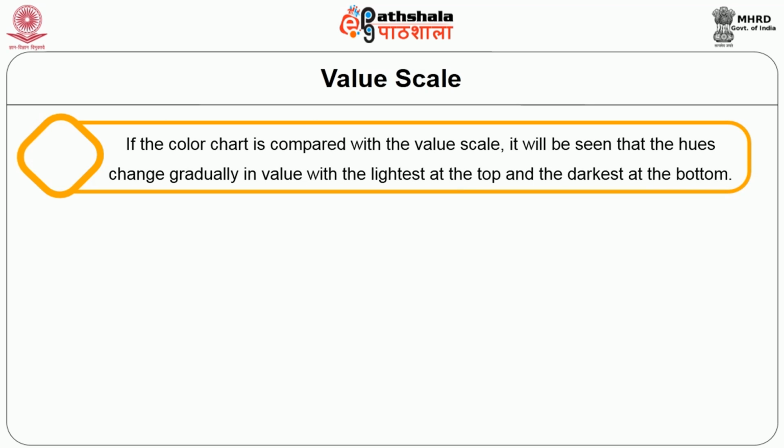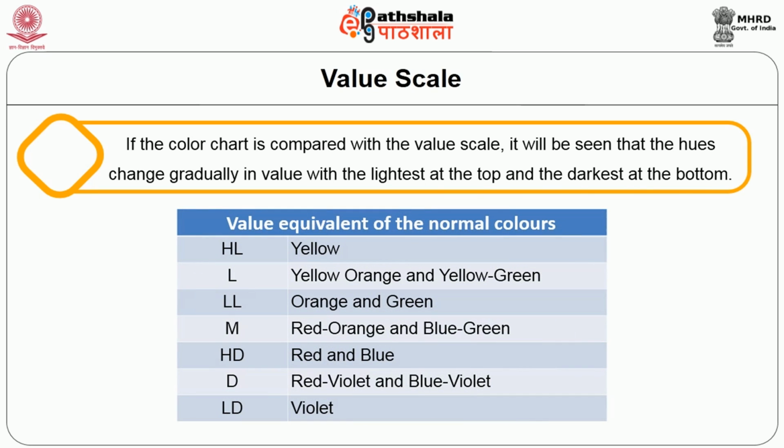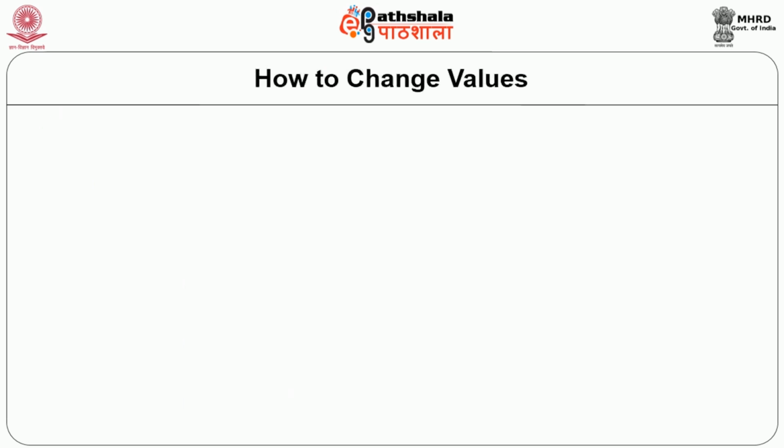So if the color chart is compared with the value scale, it will be seen that hues change gradually in value with the lightest at the top and the darkest at the bottom. The table below gives the value equivalent of the normal colors. We'll see one by one. That is HL, yellow; L, yellow orange and green yellow; LL, orange and green; M, red orange and blue green; HD, red and blue; D, red violet and blue violet; and last one is LD, that is violet.